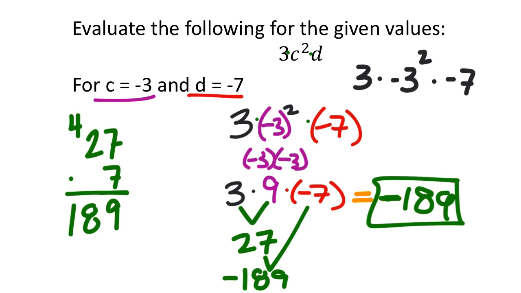which would make the answer positive. You'd still get 189, but your answer would be positive in that case. So with problems like this, when you have negatives, when you're replacing letters with negative values, I would always use parentheses, because now with the expansion of that exponent, you end up with 3 negatives. 3 is odd, which makes our answer a negative.